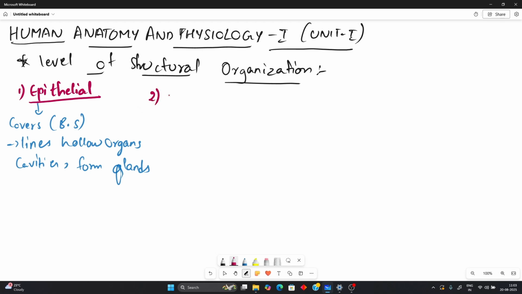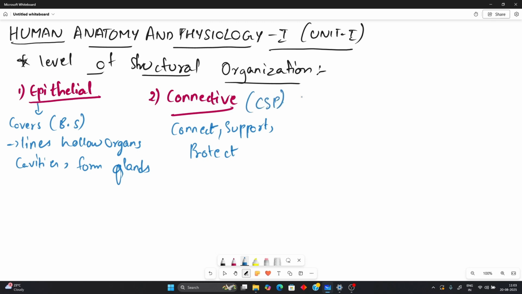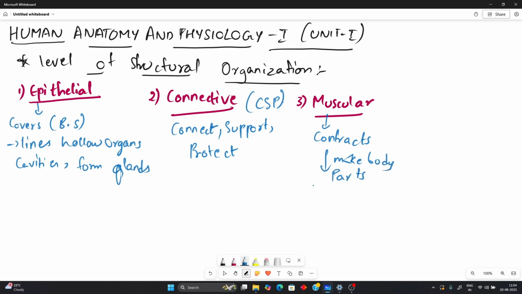Now the second tissue is connective tissue. So simply CSP. It is used for connecting, supporting and protecting the body organs, by distributing the blood vessels to other organs. Now the third one is the muscular tissue. Whenever this muscular tissue gets contracted, it helps the body parts to move and also helps to generate heat.